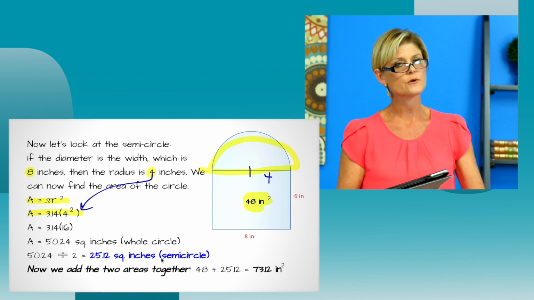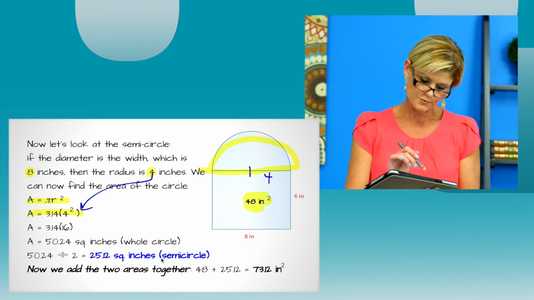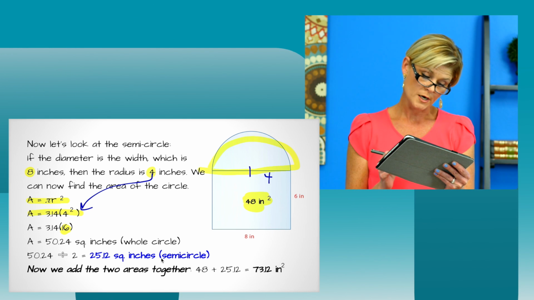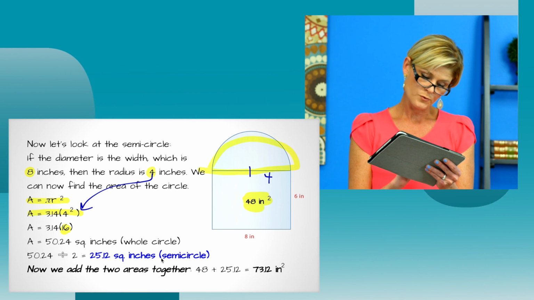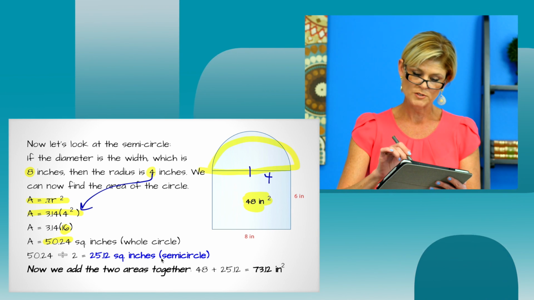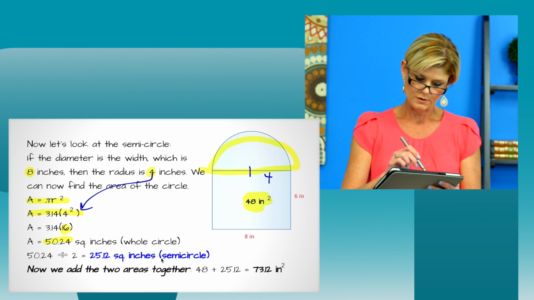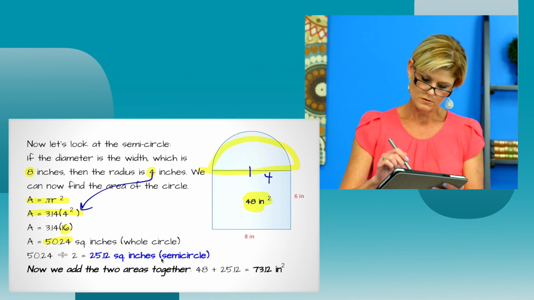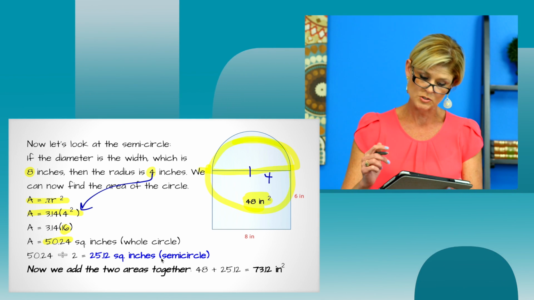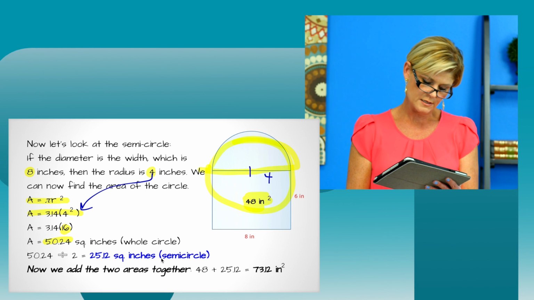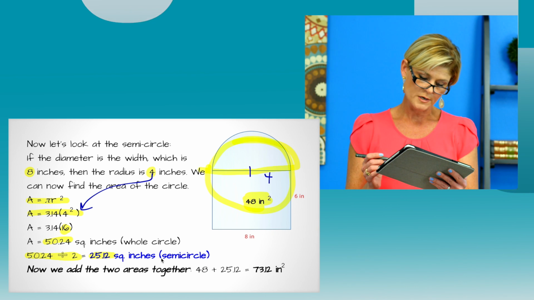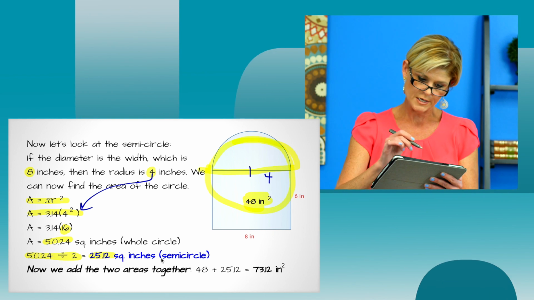Again, that's not 4 times 2, it's 4 times 4. And 4 times 4 is 16. So A equals 3.14 times 16. 3.14 times 16 is 50.24 square inches. But again, that's if this was a whole circle. We don't want a whole circle. We just want to know what's in that semicircle at the top. So we would take the 50.24 divided by 2, and it equals 25.12 square inches.